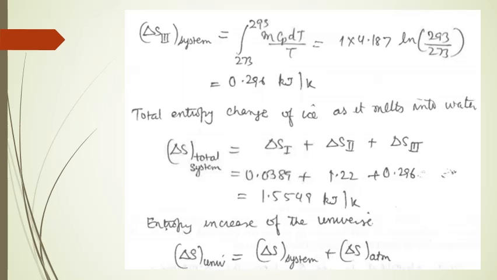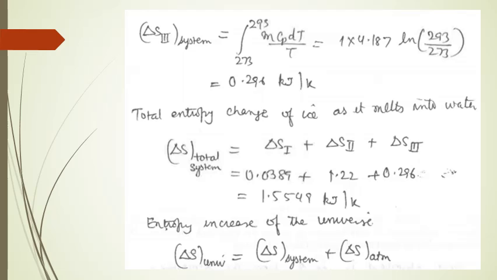So when mcp dT upon T is integrated, the expression becomes mcp ln of T2 upon T1. So limits have been put as T1 is equal to 273 Kelvin and T2 is equal to 293 Kelvin. So the result comes out to be 0.296 kilojoule per Kelvin.